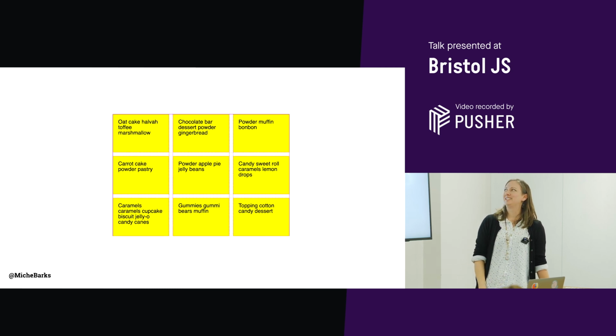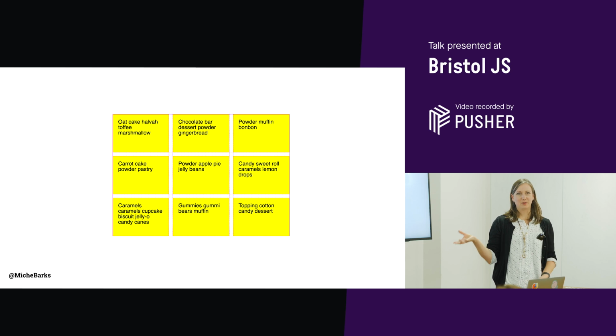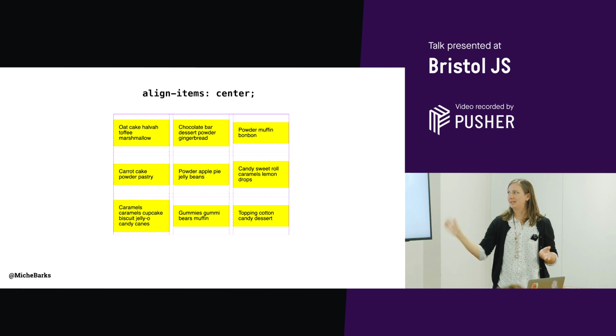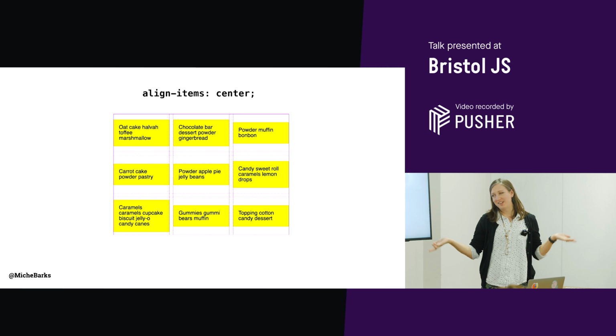Now, by default, items will stretch to fill the grid cell, like with Flexbox. They have an align items value of stretch. Or we could use align items with a value of center to have all our content line up nicely in the center of each grid cell, because vertical centering is witchcraft, as we all know.